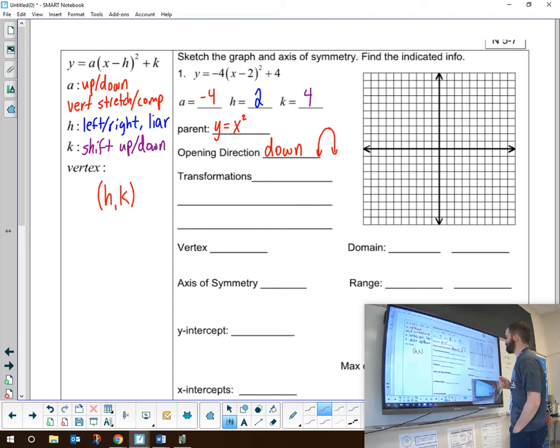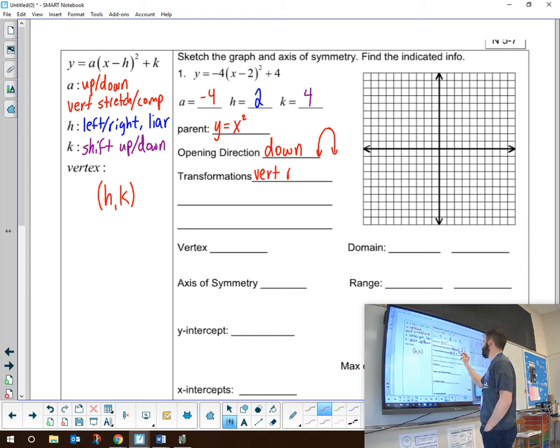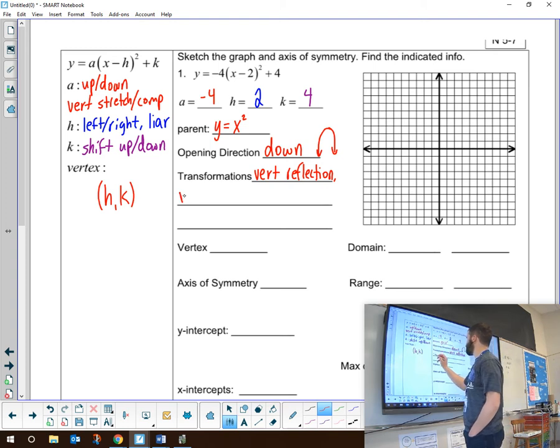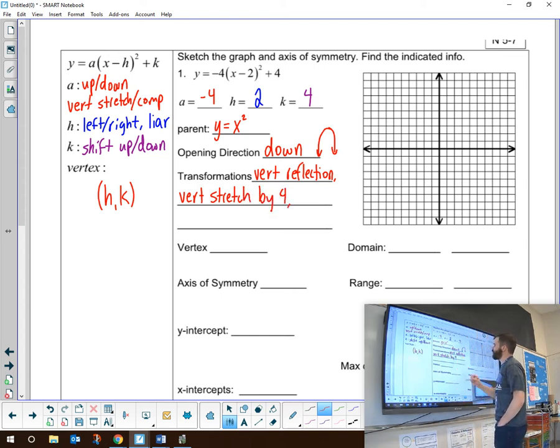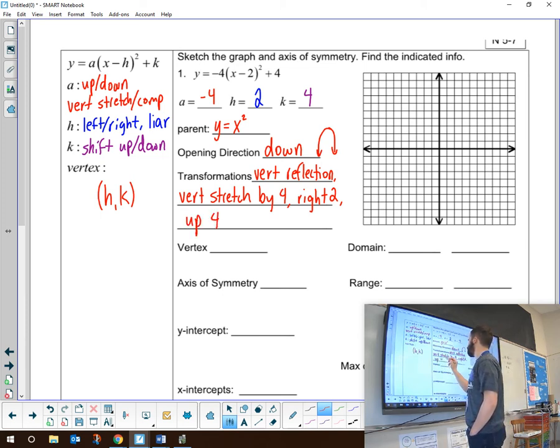Okay, my transformations. We already know that we're opening down, so from the very beginning we can write that we're going to have a vertical reflection. We're also going to have a vertical stretch because of that 4 being a. It's not only opening down, it's going to narrow up and go very quickly down. So we have a vertical stretch by 4, and we're going to go 2 to the right, and lastly we're going to go up 4.